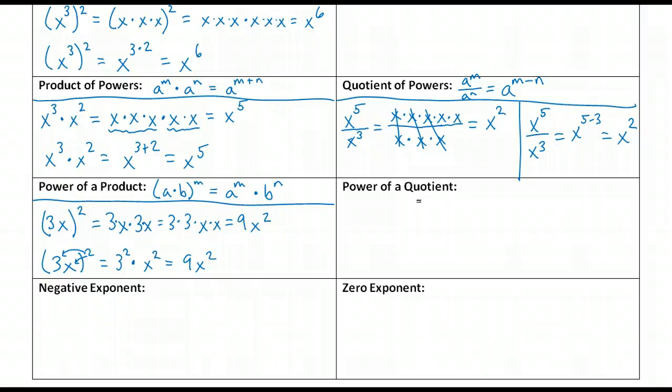Power of a quotient. Similar to power of a product, but I'm going to want a quotient. So I'm going to want to divide my two numbers and raise that to a power. Well, x over 3 squared, squaring something means multiply it by itself, so I really have x over 3 times x over 3, which when I multiply fractions straight across, I end up with x times x over 3 times 3.